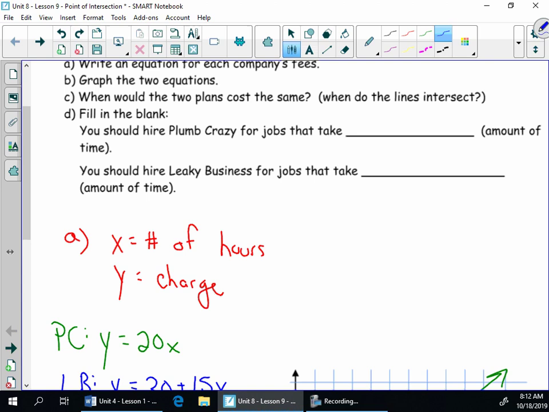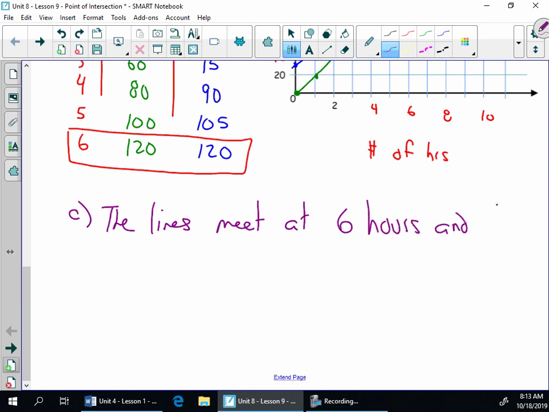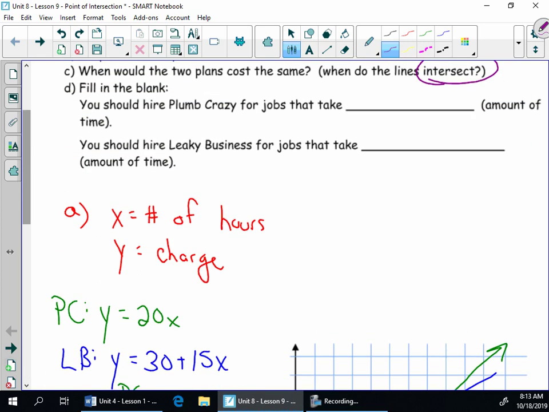Okay. Part C, when would the two plans cost the same? In other words, when do they intersect? When do they meet? Well, that's kind of the big idea today. The lines meet at 6 hours and $120. Both companies cost exactly the same there, which is good to know that. So if I have a job that's going to last 6 hours, it doesn't matter which company I go for. But if my job doesn't last quite as long, I have options of who I should choose.